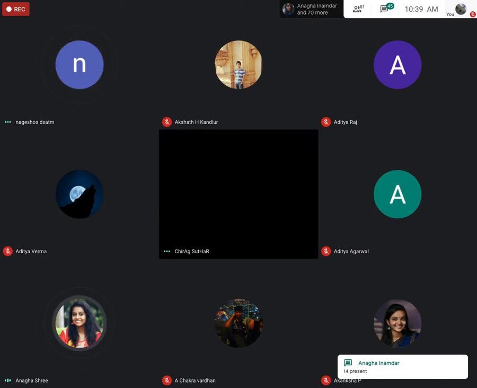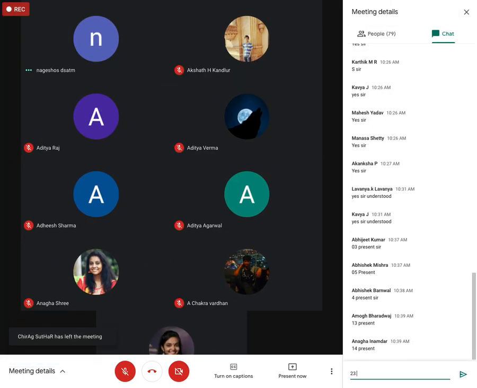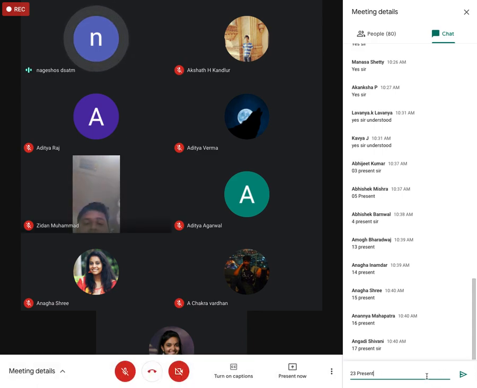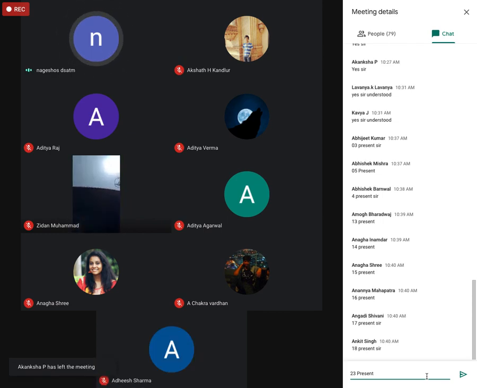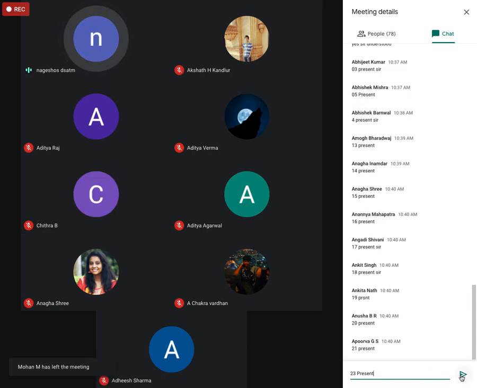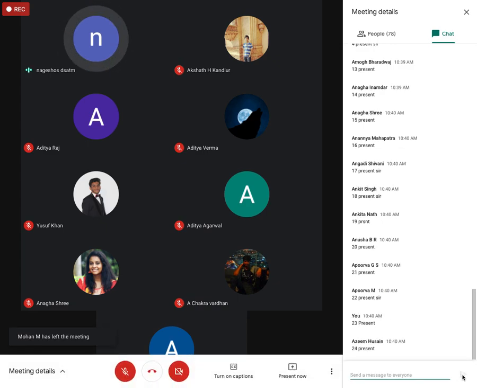Amoga Bharadwaj, just message in the chat box. 14 present. Next, 15 present. 16 present. 17 present. 18, Ankit Singh, yes. 19 present. 20 present. 21, Apurva present.